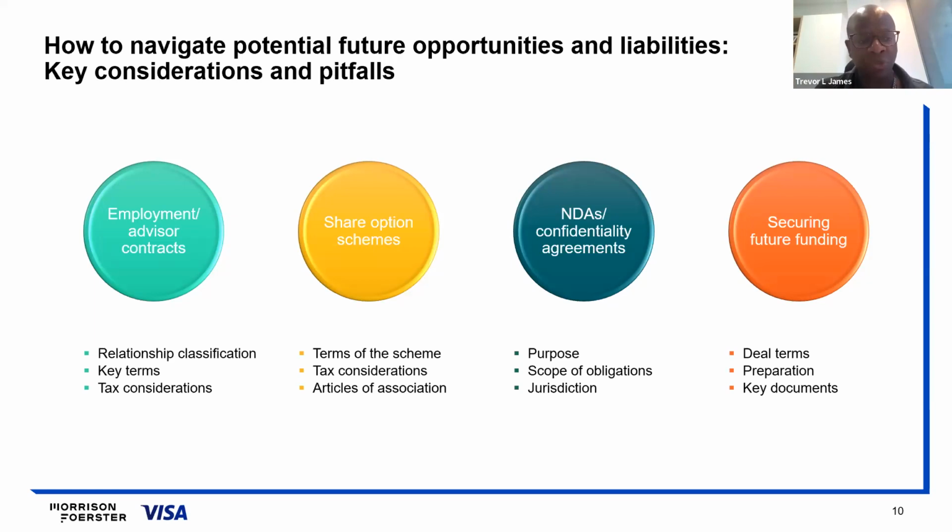If, however, the person is a contractor, it's completely different. You basically make payments to that person gross without any deductions, and then they will be required to deal with their own personal tax affairs.